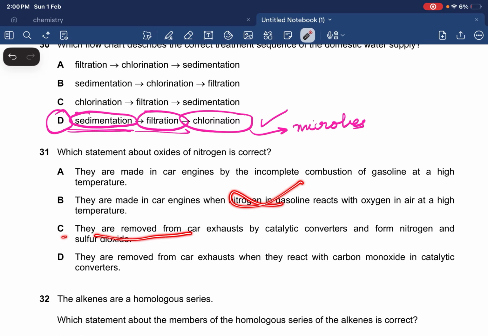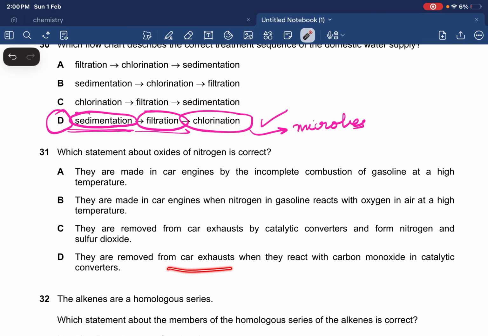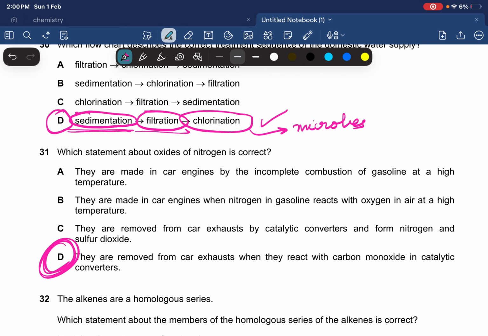They're removed from car exhaust by catalytic converters and form nitrogen and sulfur dioxide. Why would you form sulfur dioxide? They're removed from car exhaust when they react with carbon monoxide in the catalytic converters. This is correct. Why is option B wrong? Because when nitrogen in gasoline, no, when nitrogen in the atmosphere reacts with your oxygen.